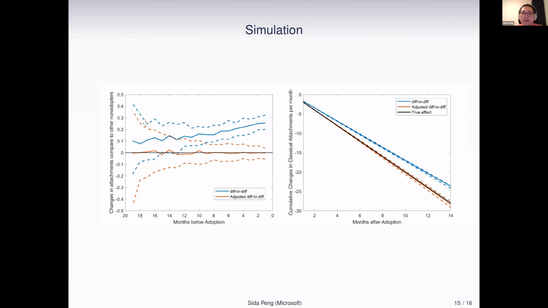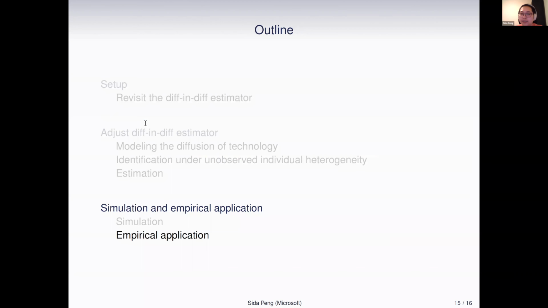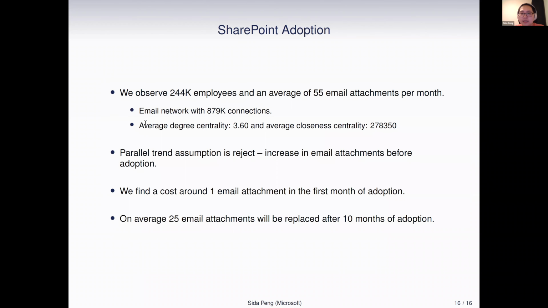So now we come to our empirical application. In this S&P 500 company, we observe 244K employees, with an average of 55 email attachments sent per month. The email network has 879K connections, the average degree centrality is 3.6, and the average closeness centrality is huge. So this is a network where people in the middle are very central, but there are also different leaves extending quite far to the edge of the graph.